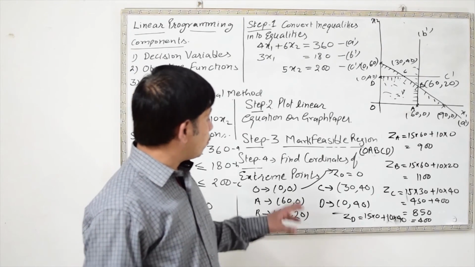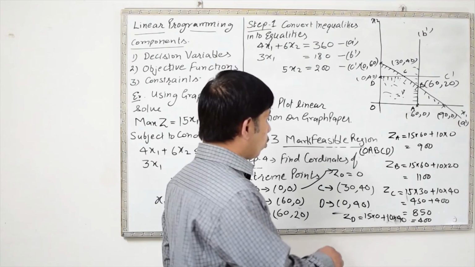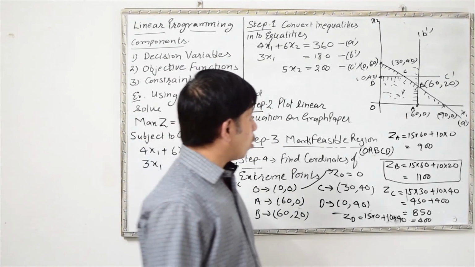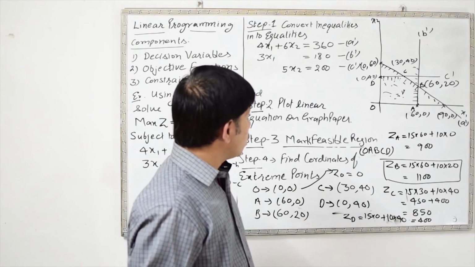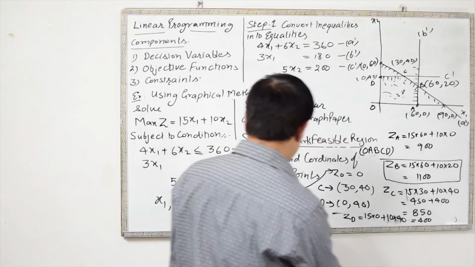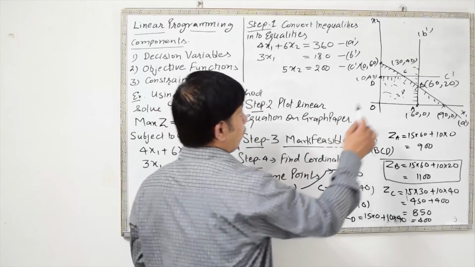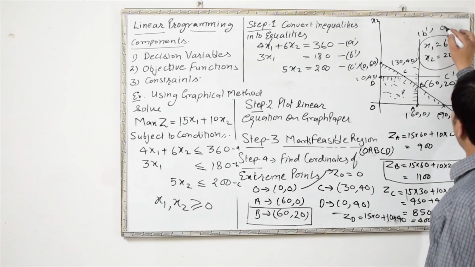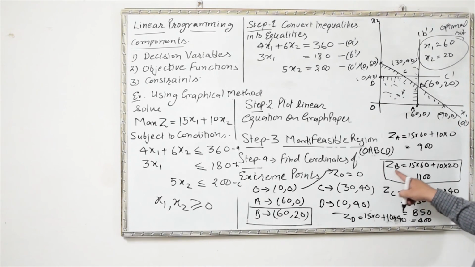Now we have the values of the objective function at the different extreme points, and we can observe that the maximum value of Z is at point B, which is 1100, at x1 is equal to 60 and x2 is equal to 20. So we can conclude that the maximum value of Z is 1100 at point B. The solution x1 is equal to 60 and x2 is equal to 20 is the optimal solution, which gives the maximum value of our objective function, 1100.